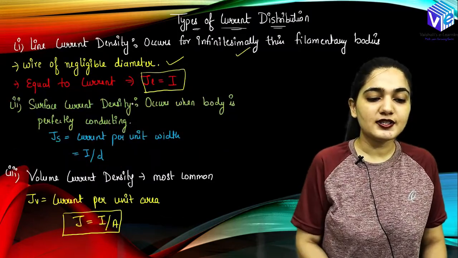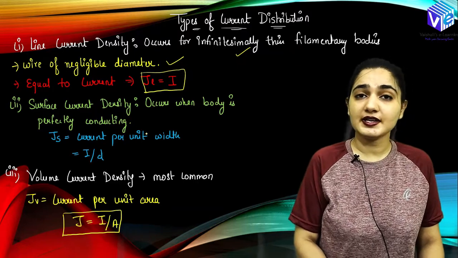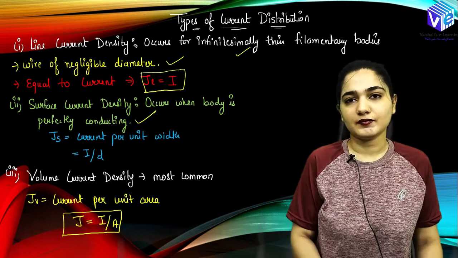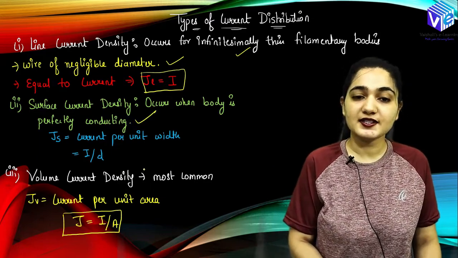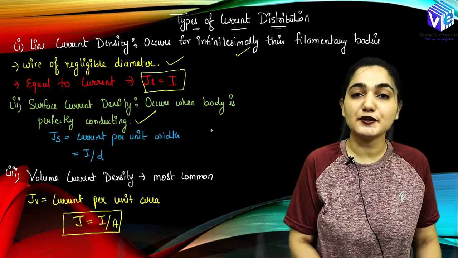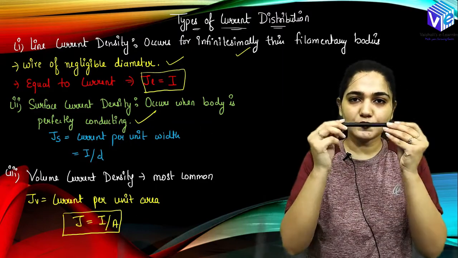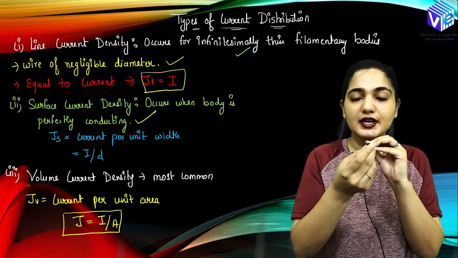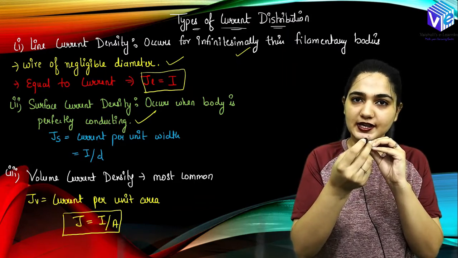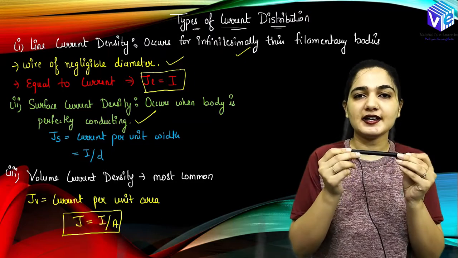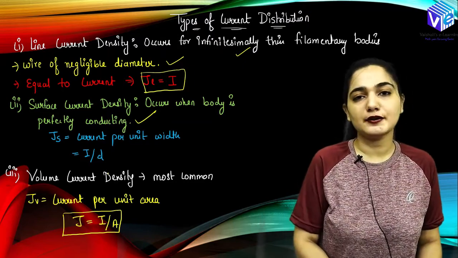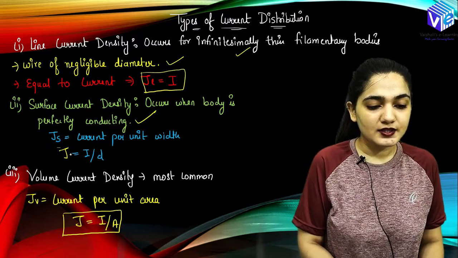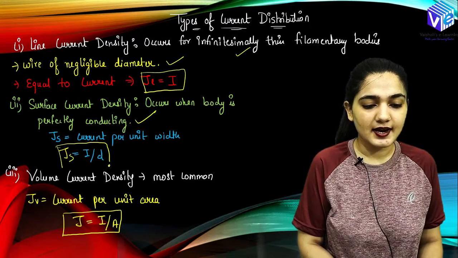So now coming to the surface current density. Surface current density occurs for a body which is perfectly conducting, right? So here the surface current density is given as current per unit width. Let's suppose this is a body which is perfectly conducting, it is having some radius, some width. If I am considering this width to be d over here, the surface current density would be the current per unit width, right? So Js is equal to I upon d. So this is the surface current density that I have, right?